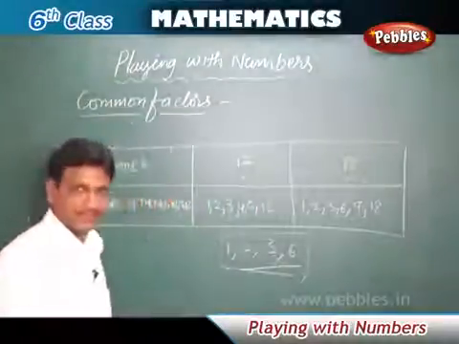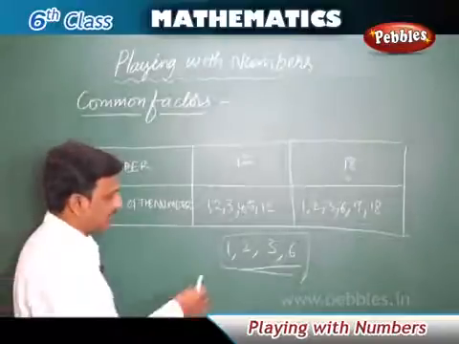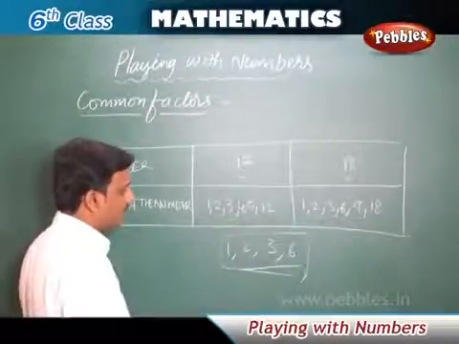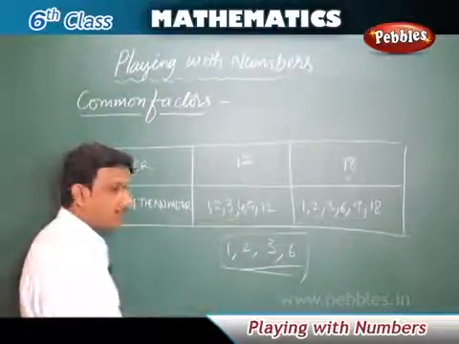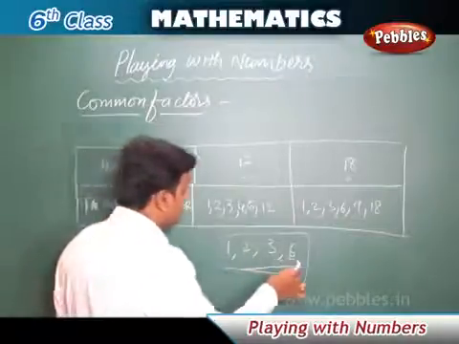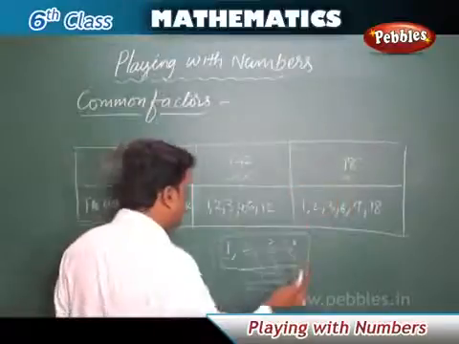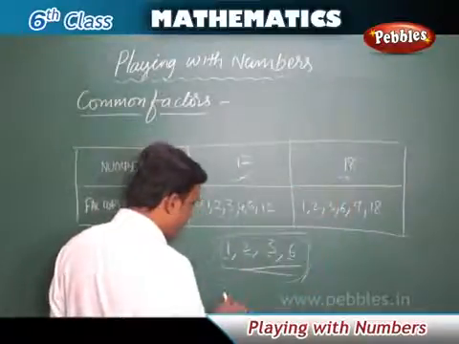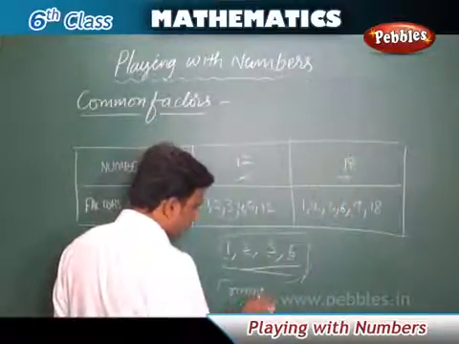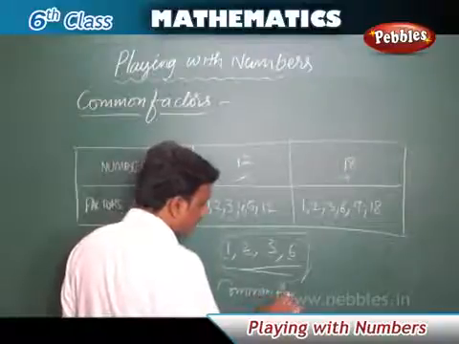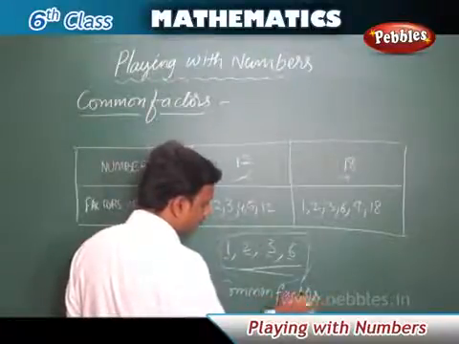So what is a common factor? If numbers are factors of all the given numbers, they are called common factors. So these numbers are factors for 12 and 18. They are the factors for both the given numbers, so we call them common factors.